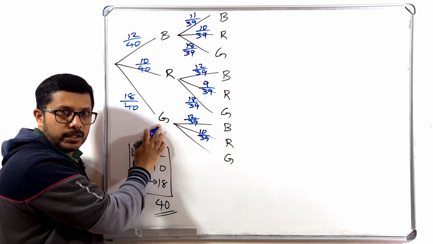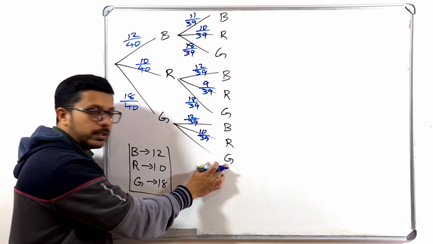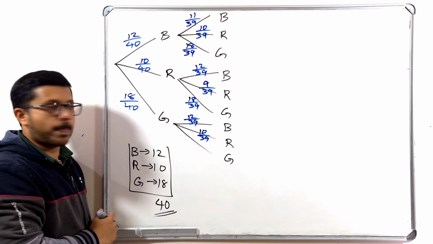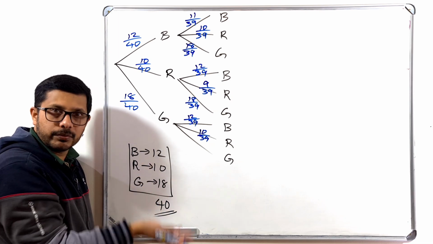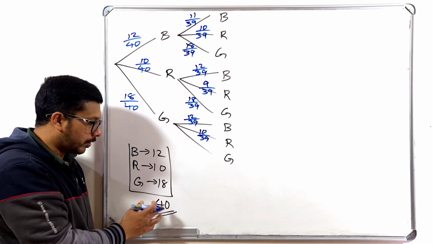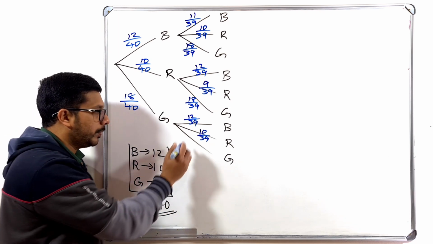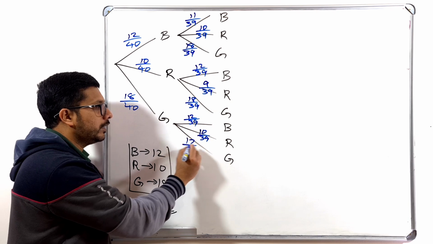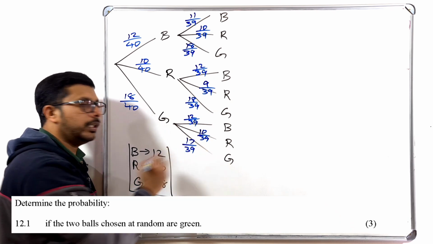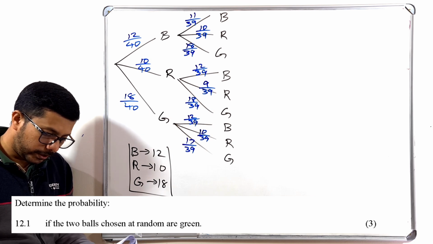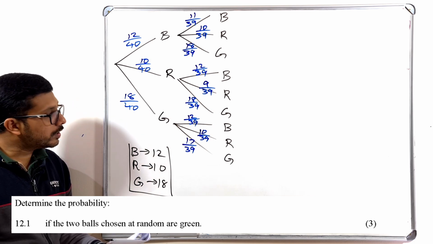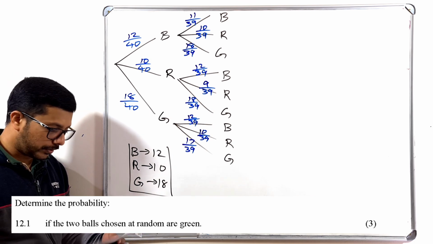First one was green. Here you have to be careful. To get a second green, first one was green, so from this 18 it becomes 17. Okay, then the total is 39. So it means that here there is a change, it is 17 over 39. Okay, so that is the tree diagram that we draw. Then now it is easy for us to find what is the first question.